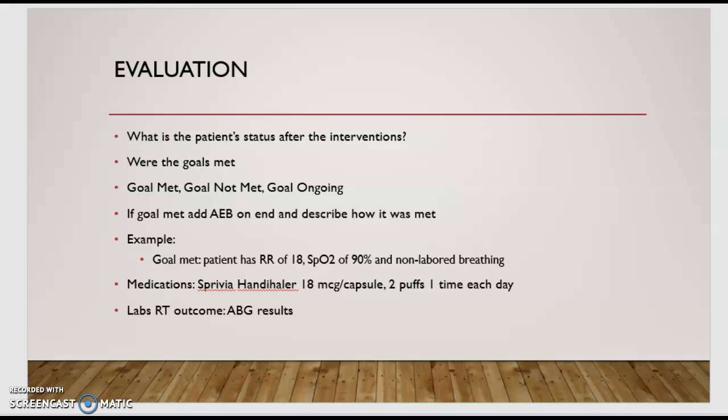Also, you would mention any medications that helped you to reach your goal. So for a COPD, they might use Spiriva HandiHaler, and always put how it was prescribed, 18 micrograms per capsule, 2 puffs 1 time each day. Any labs related to the outcome would be your ABG results, and you would list what those results were specifically.